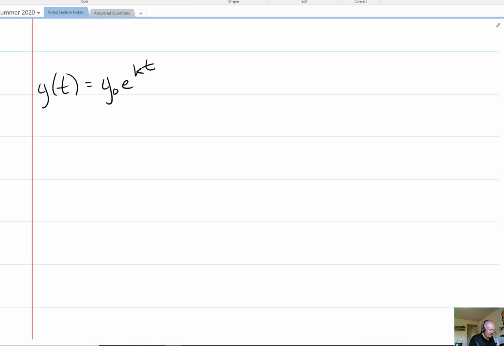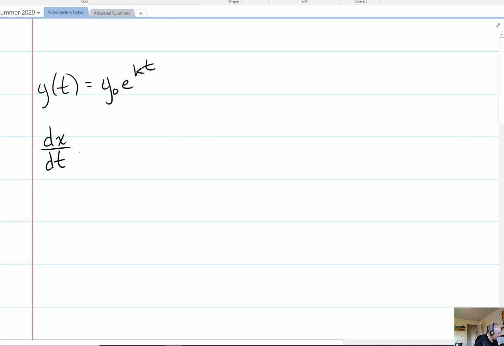Right? So when we have exponential growth, that's the equation we use. When we have exponential decay, we use that same equation, but with a negative k, which is the growth rate. And this equation starts from a differential equation. We'll use slightly different notation.